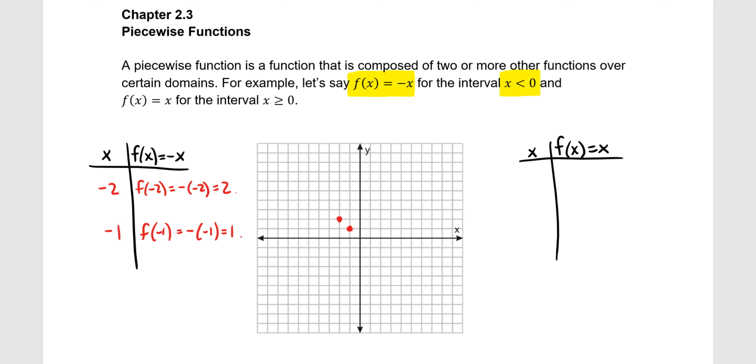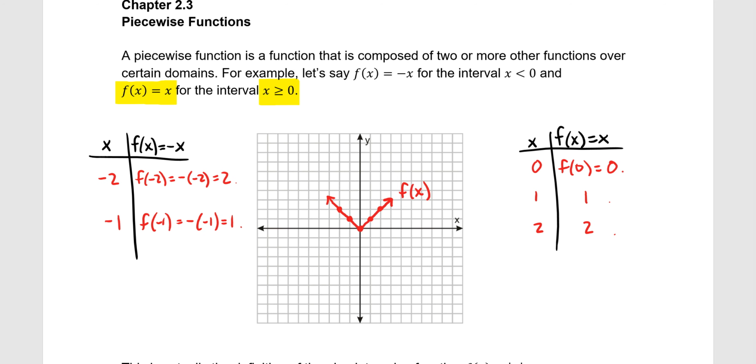And then let's do the same thing for f of x equals x over the interval x is greater than or equal to 0. So we can plug in values like 0, 1, and 2. Only 0 and positive numbers for this domain. So plugging this in, f of 0, it's pretty easy. It's just f of x equals x. So f of 0 is 0, f of 1 is 1, f of 2 is 2. So once again, xy coordinates here. We have 0, 0, 1, 1, and 2, 2. So connecting these, this gives us this graph right here.